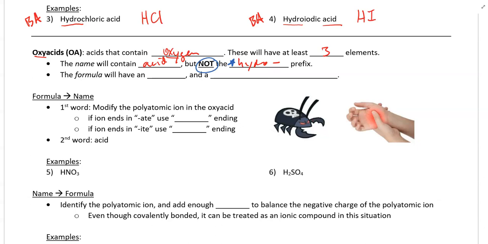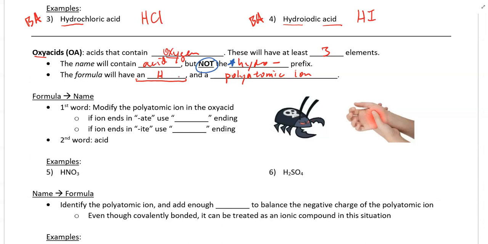On the formula side, it'll have an H, and it'll have a polyatomic ion. Okay, so in case you're wondering, these polyatomic ions aren't just for ionic compounds. They actually have applications here in oxyacids too. By the way, the formula language here, to have an H, meaning it'll have some H's, it might have more than one. That's in comparison to the previous one where all of them just had one H. This time, it might have more. So just keep that in mind.